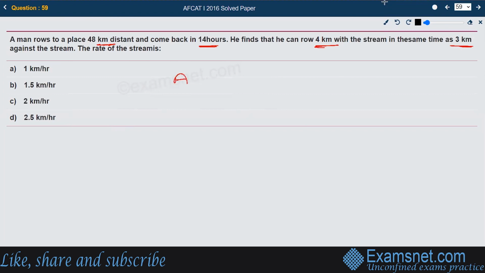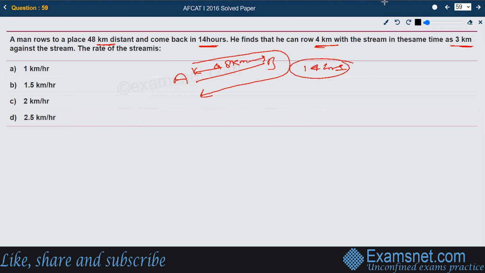Let me have a point A and then a point B on the upstream side. The distance between these 2 points is 48 kilometers. The traveler is going from A to B and coming back to point A, and this particular journey is completed in 14 hours. So the total time taken for the to and fro journey, up and down, is 14 hours.